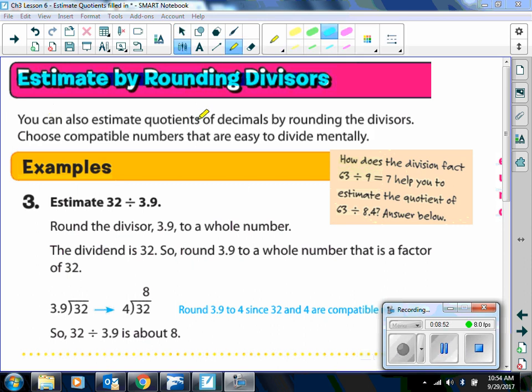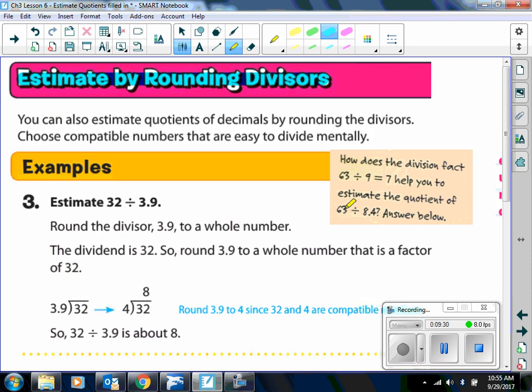You can also estimate quotients of decimals by rounding the divisors. Now remember, the dividend is the one that's being divided. The divisor is the one it's being divided by. So we can choose compatible numbers that are easy to divide mentally. Now everybody look at this. It says, how does the division fact 63 divided by 9 equals 7 help you estimate the quotient of 63 divided by 8.4?